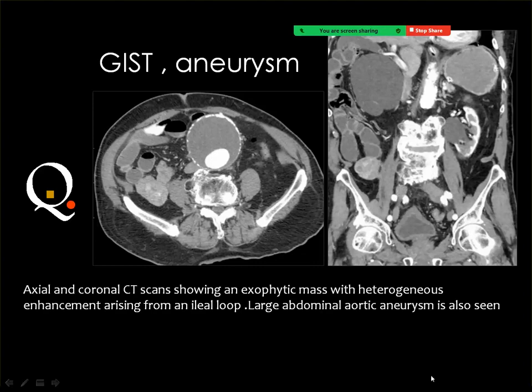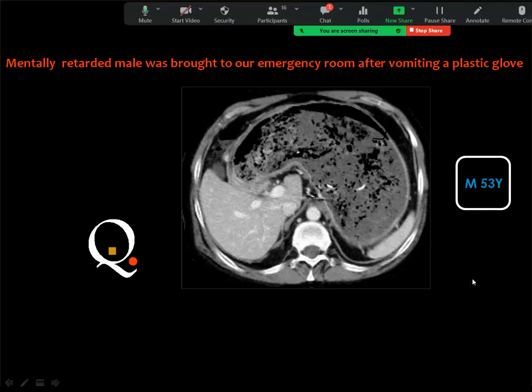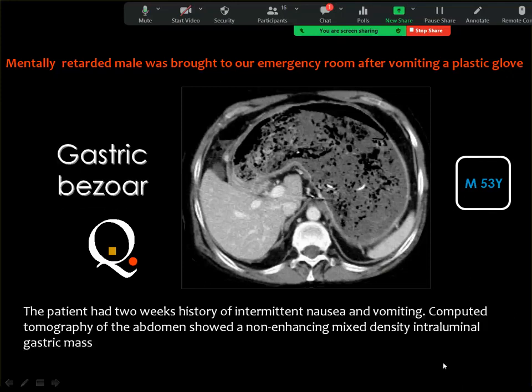It is an incidental finding. This patient, 53 years old, mentally retarded, was brought to the emergency room after vomiting a plastic glove. This is gastric bezoar or gastric bezoar.